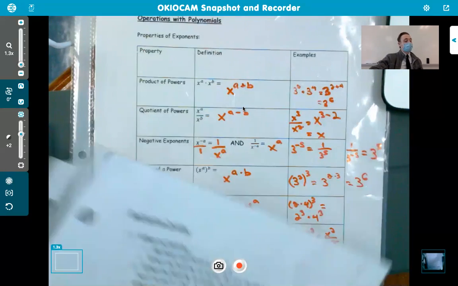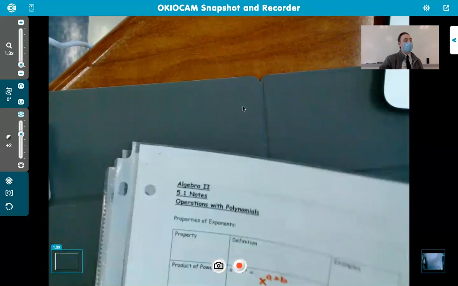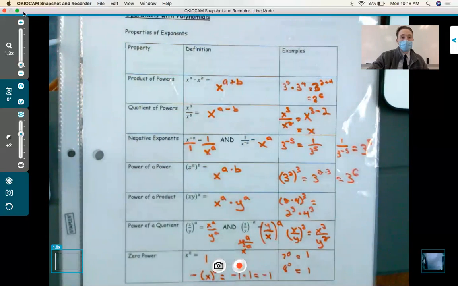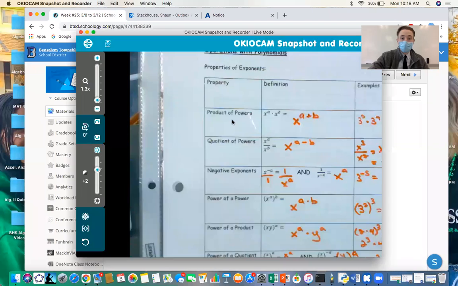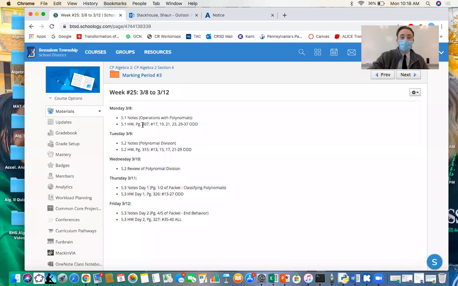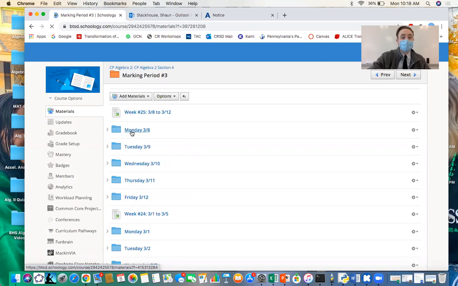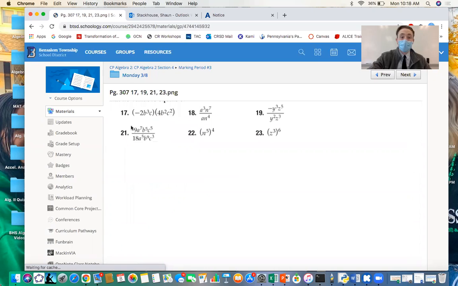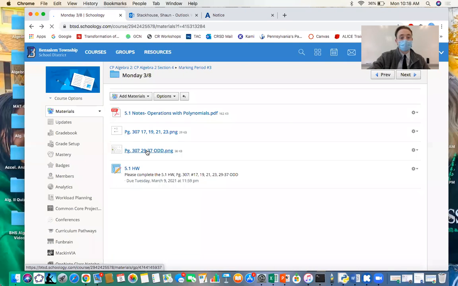Any questions about multiplication, division, addition, subtraction, or any of the properties that we discussed today with polynomials? Okay. Your homework for tonight is on page 307. You're doing 17, 19, 21, 23, and 29 through 37 odd. So all the odds. If you take a look in the folder for today, you see the page numbers are there. So you're doing some multiplication, some division, powers to powers, and then a lot more addition, subtraction on the other section as well, okay?